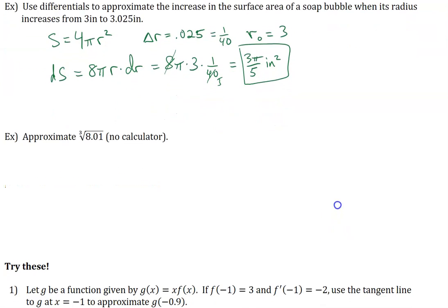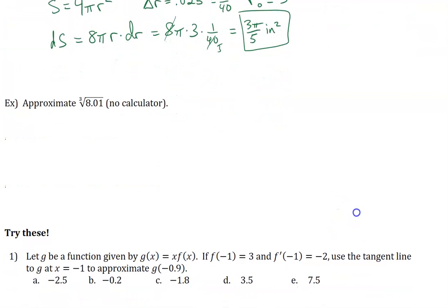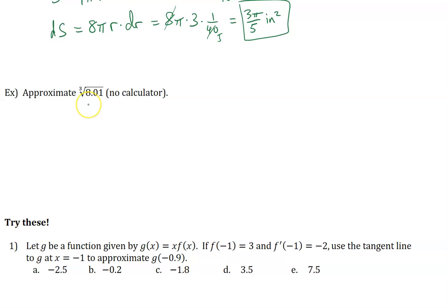All right, let's do one more, and then I'm going to have you do a couple on your own. So for this one, we are approximating the cube root of 8.01 without a calculator. Okay, now this one is written a little bit differently. It doesn't actually tell us what our function is, what our starting point is, what our change is, but we need to identify those. So first, let's write this as a function, and let's write it as y equals the cube root of x, or since we're taking the derivative, we can write it as x to the 1/3.